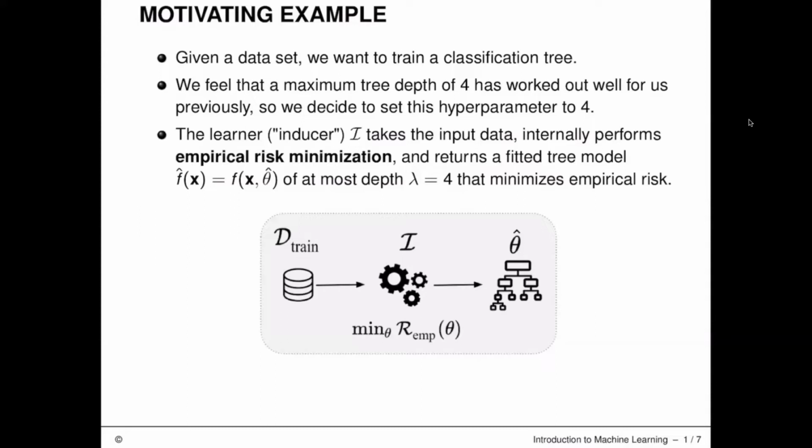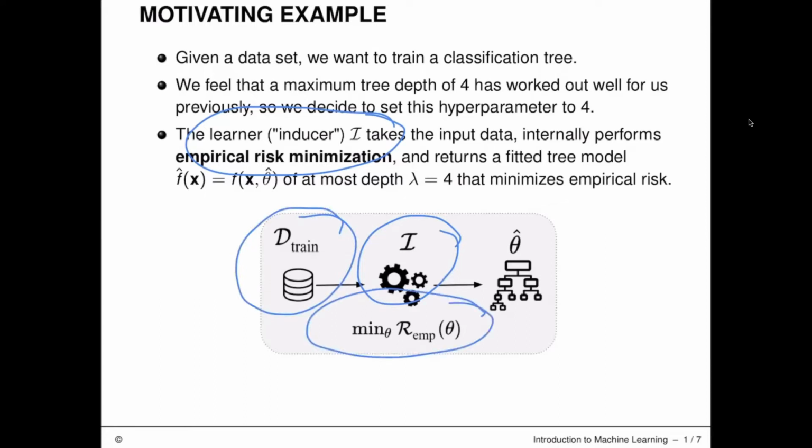What happens now? The learner or the inducer takes the input data, performs empirical risk minimization, and returns a fitted model. So we have here in the middle the inducer or the learner, which takes as input the training data, performs empirical risk minimization, and theta hat is then the arg min of the empirical risk with respect to theta.